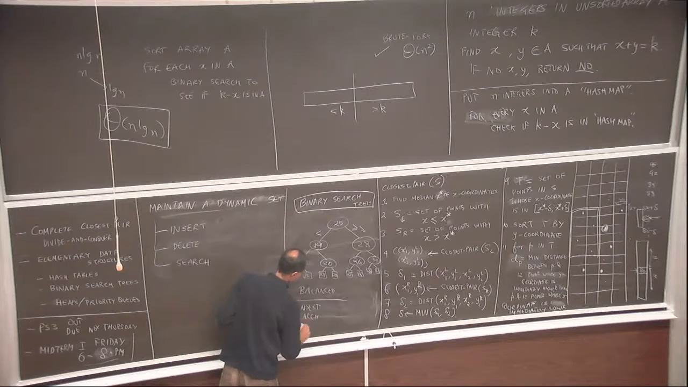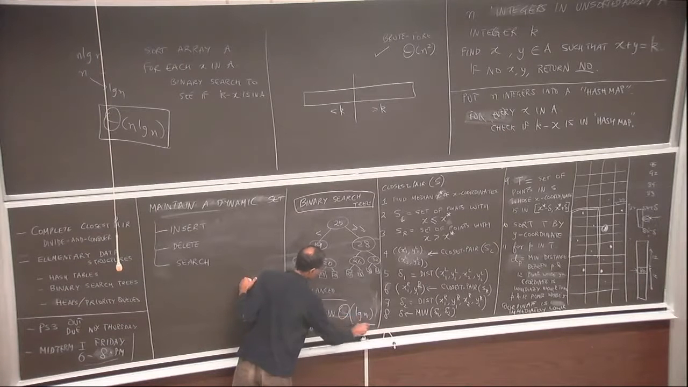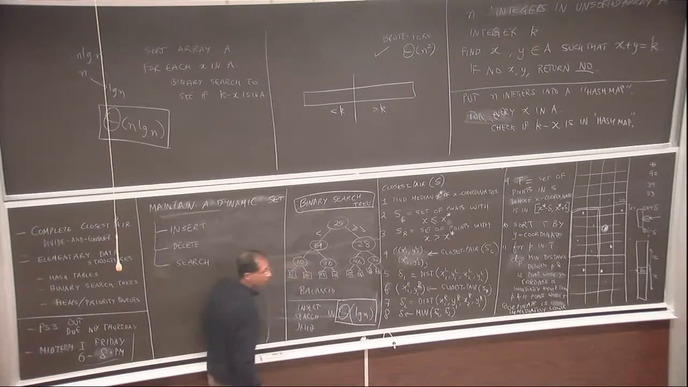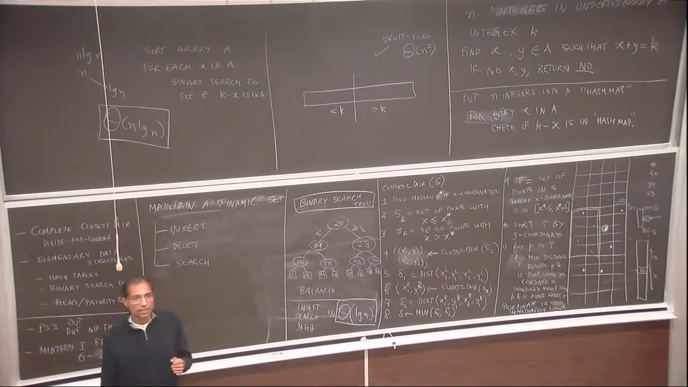and delete, everything can be done in order log n time. All of them can be done in order log n time, where n is the number of elements in the dynamic set at any point of time.